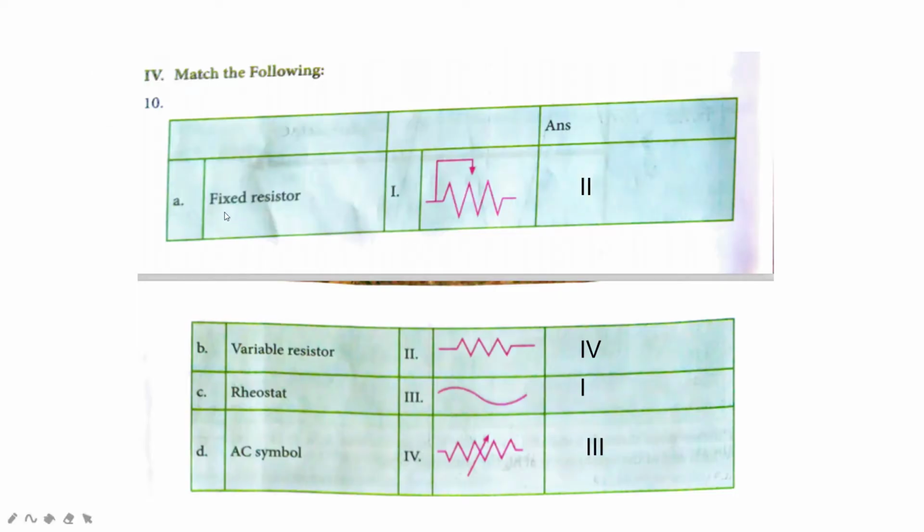Match the following. Fixed resistor. This is fixed resistor. Variable resistor. You can find a cross mark here, arrow mark here. This is variable resistor. That is fourth one. And rheostat. This is the rheostat. The arrow mark will come like this. And then AC symbol. This is the AC symbol. Sinusoidal symbol. You know, AC symbol.